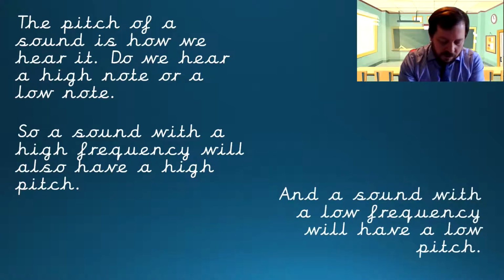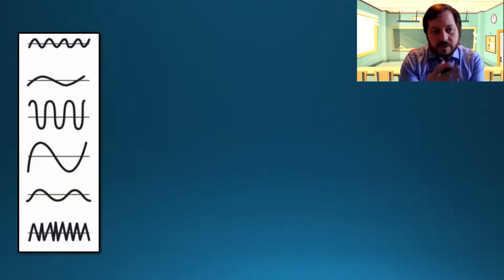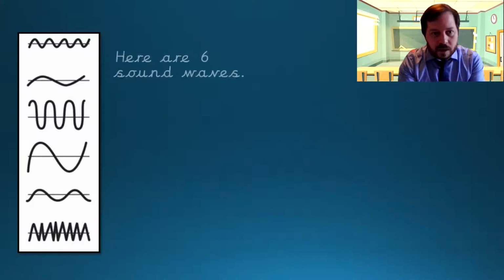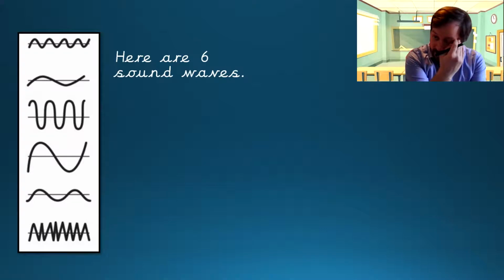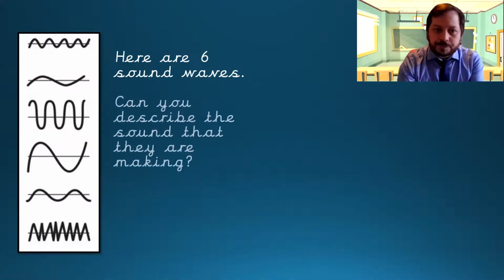So when you're looking at your waves, if it happens quickly, it will be a high pitch. If it happens slowly, it will be a low pitch. So here's some examples. Have a look at them. Six sound waves were all recorded on an oscilloscope, remember, because the oscilloscope gives us the wave that comes out. Can you describe the sound they're making?